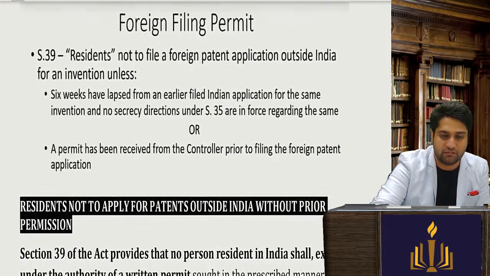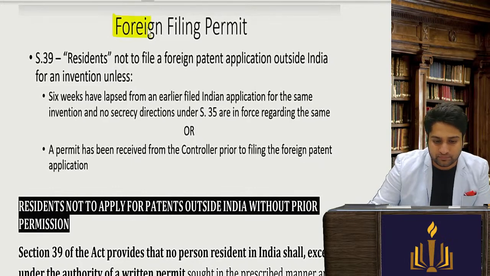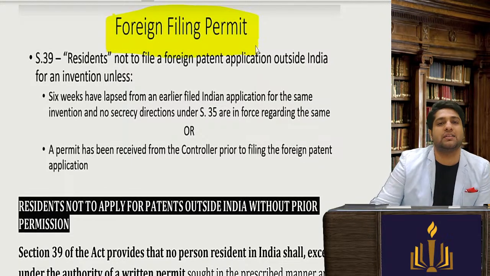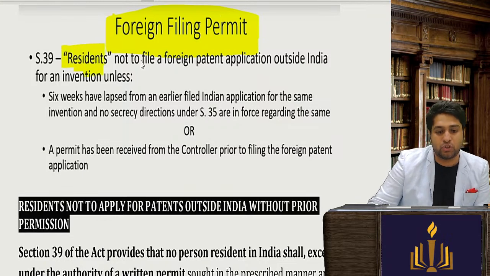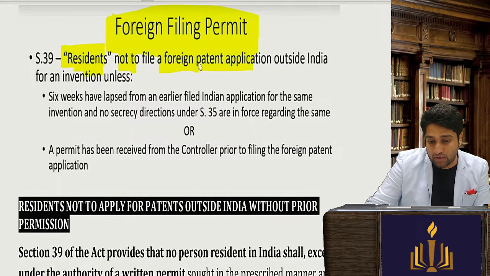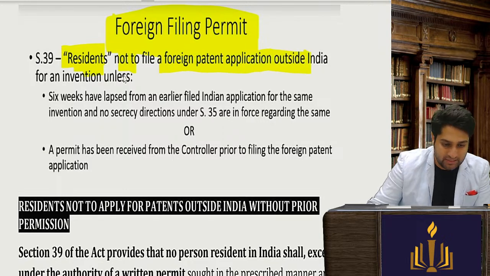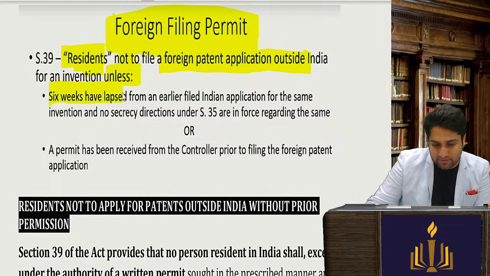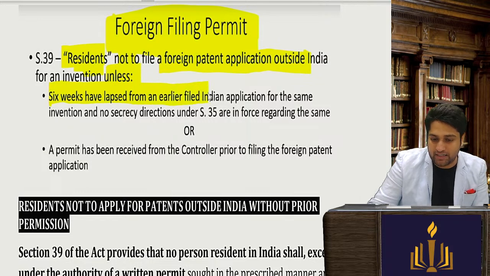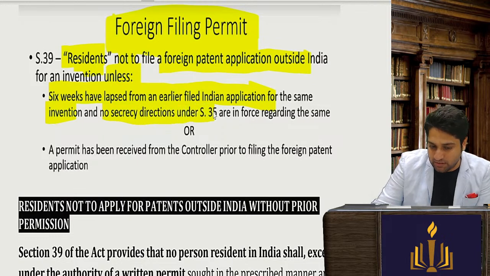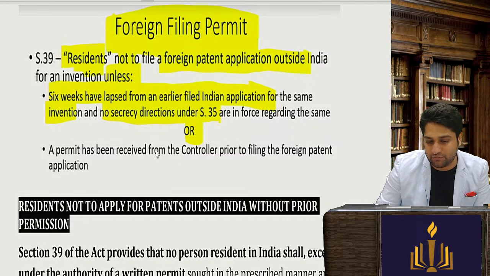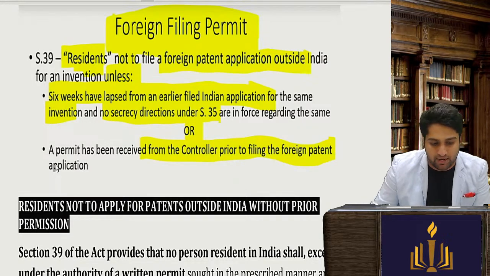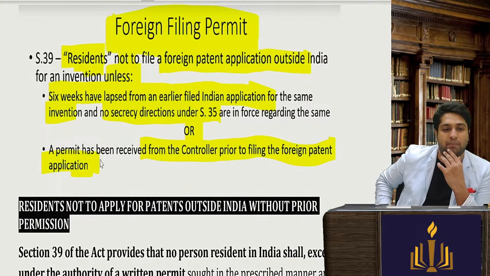Then coming to the next thing, foreign filing permit. Now see, normally under the Act they are saying that residents should not file a foreign patent application outside India unless 6 weeks have lapsed from an earlier filed Indian application for the same invention and no secrecy direction has been given under section 35, or a permit has been received from the controller prior to the filing of the foreign patent application.